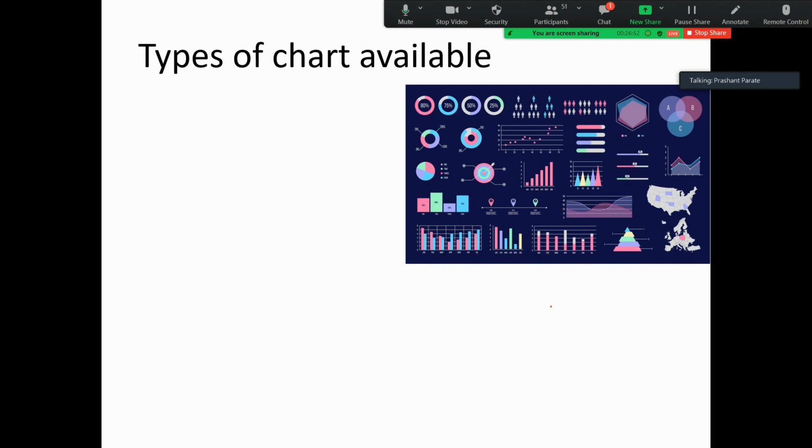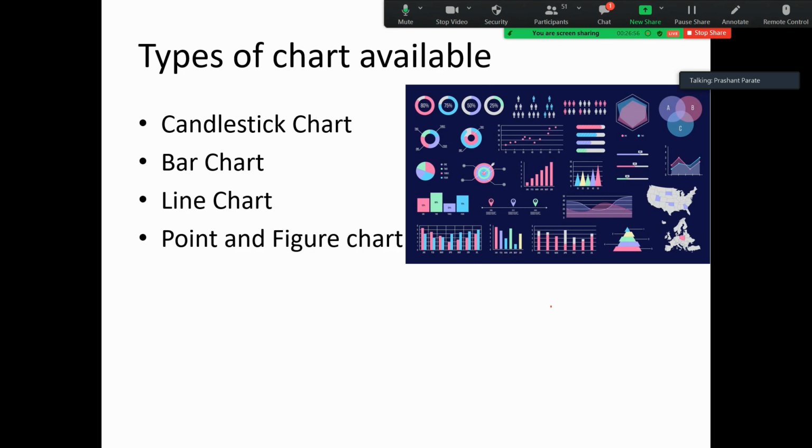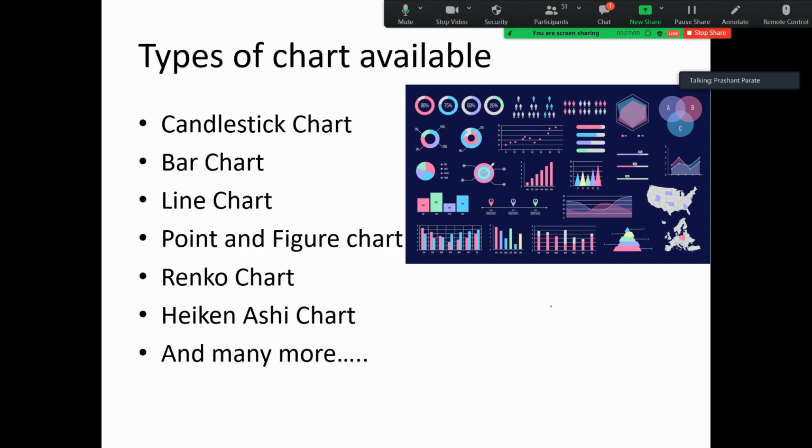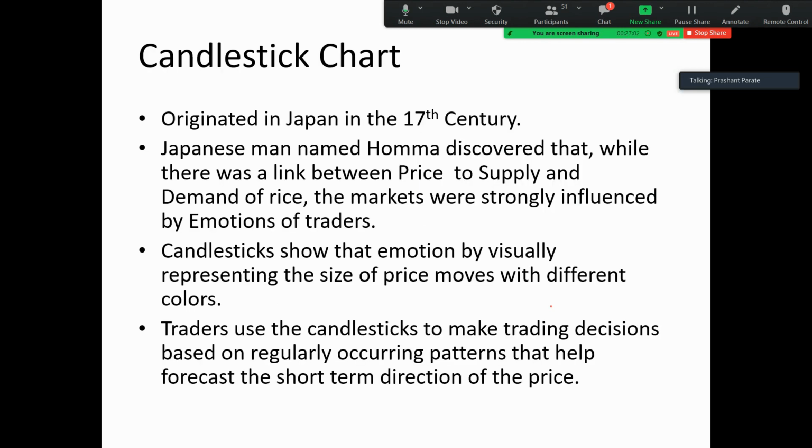There are many kinds of charts available, like candlestick chart, bar chart, line chart, point and figure chart, Renko, Heiken Ashi and many more. Let us see them one by one.